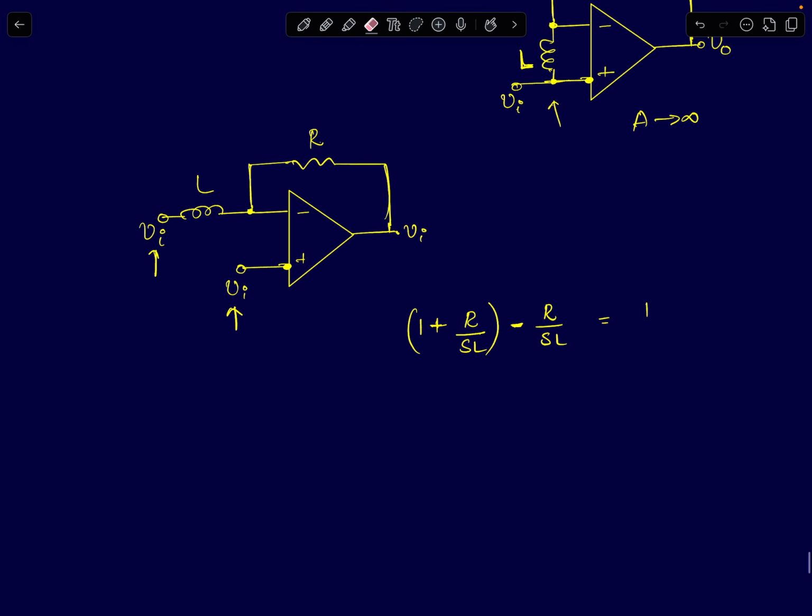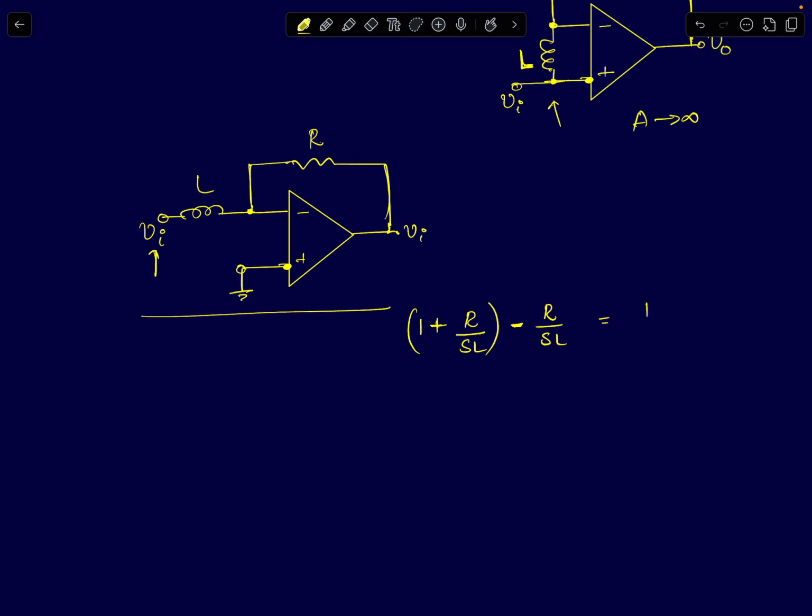So we'll now apply the principle of superposition and try to find the output node voltage. First I'll assume this input is 0. I've assumed both the inputs are independent but identical. That's the assumption I'm making. So I'm assuming one input to be 0 and trying to find the gain.